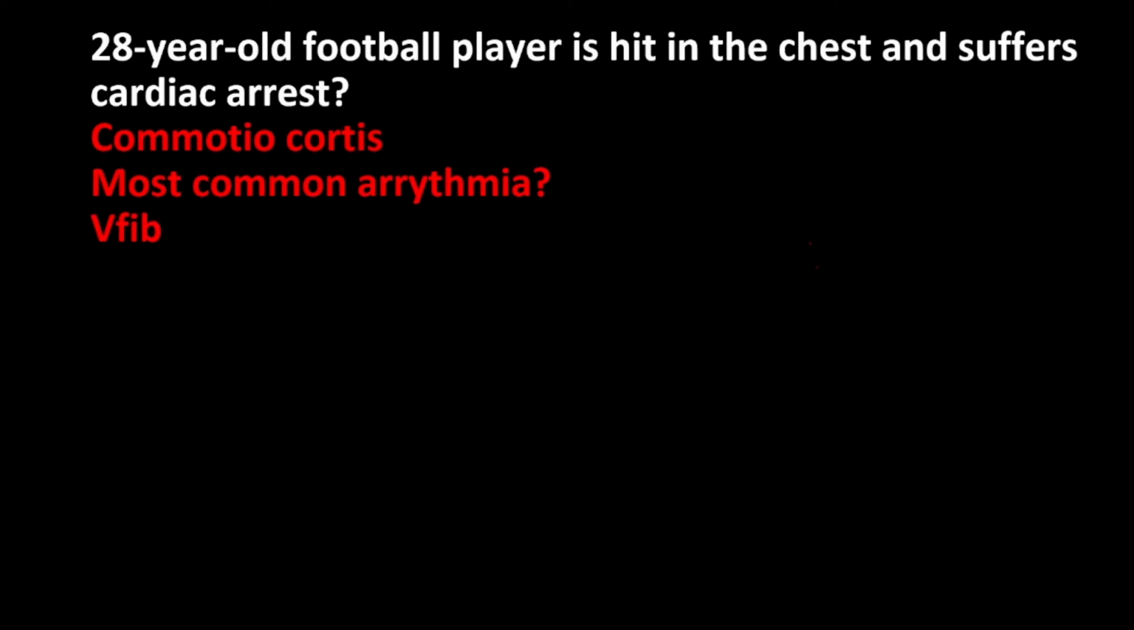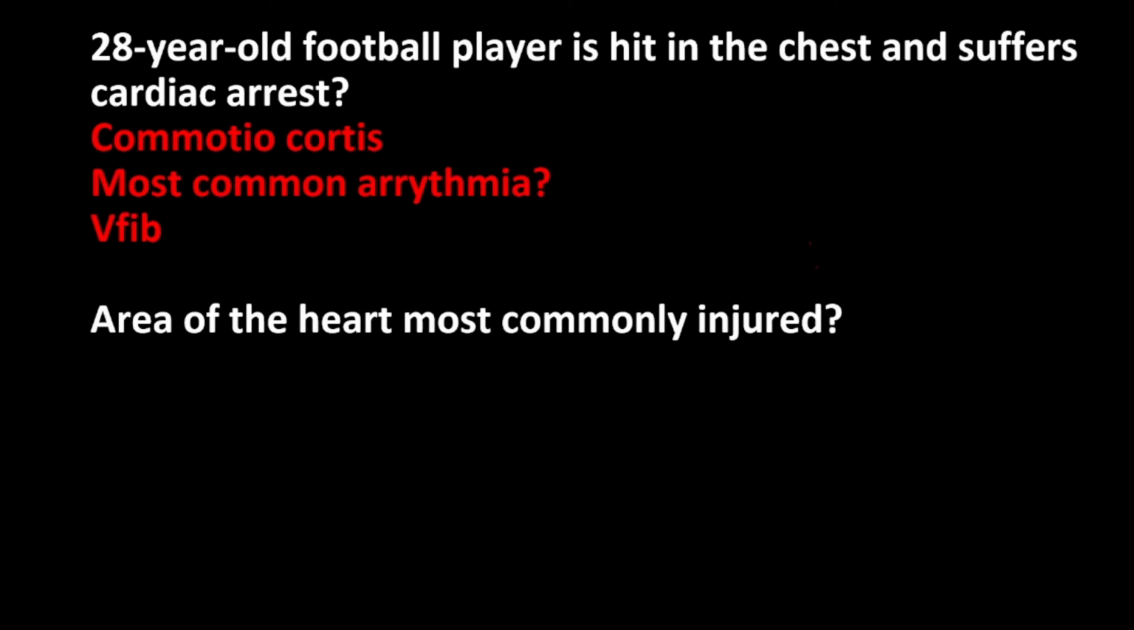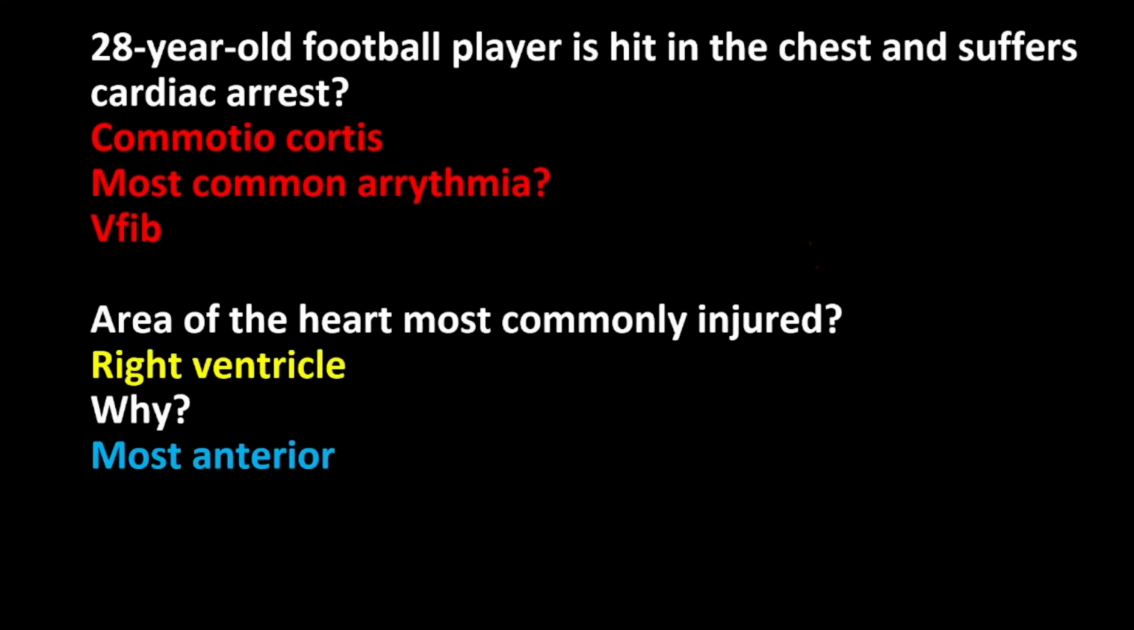And commotio cordis, the pathophys, essentially involves blunt trauma at a part of the heartbeat cycle that is vulnerable, and that causes acute arrhythmia. What chamber of the heart is most commonly injured in commotio cordis, or in general? It's the right ventricle. And why is that? It's because it's the most anterior chamber of the heart.